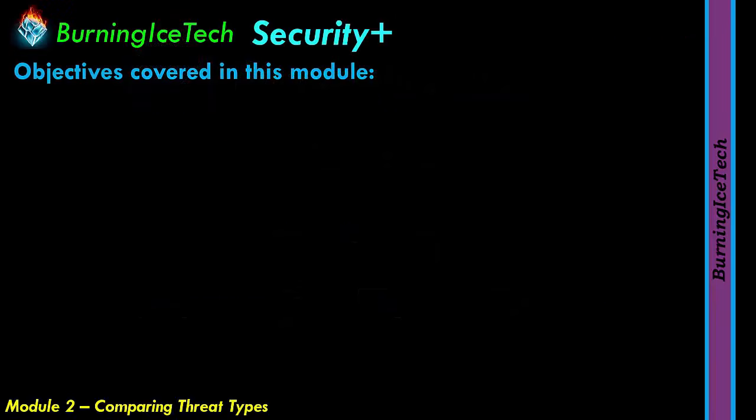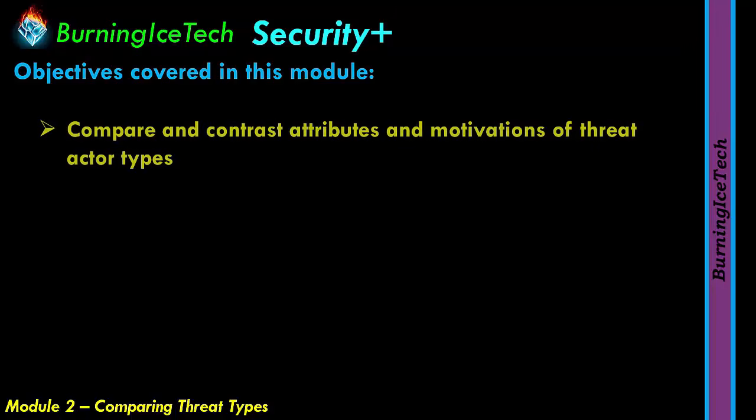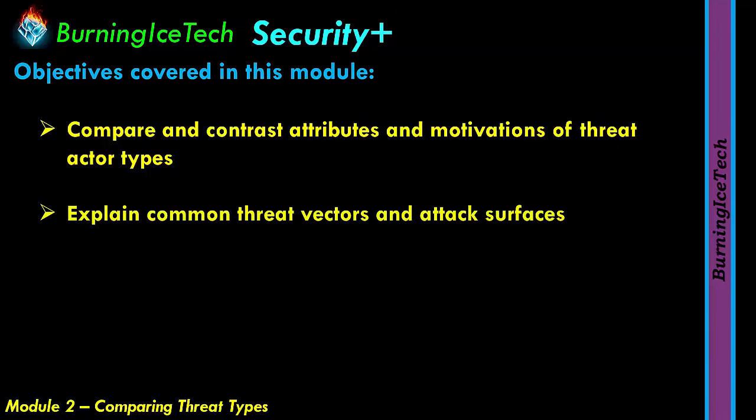The objectives we'll be covering in today's module are two. The first of which is compare and contrast attributes and motivations of threat actor types. The second objective is explain common threat vectors and attack surfaces.